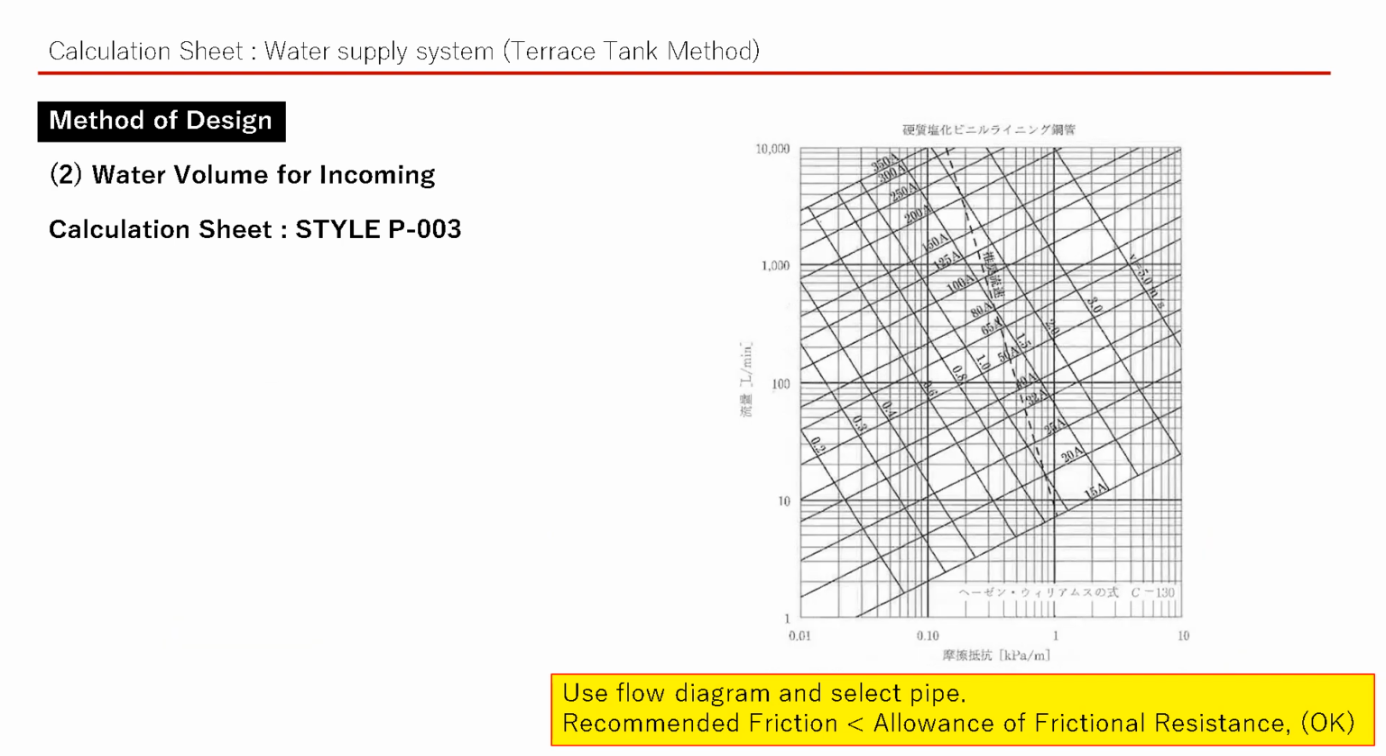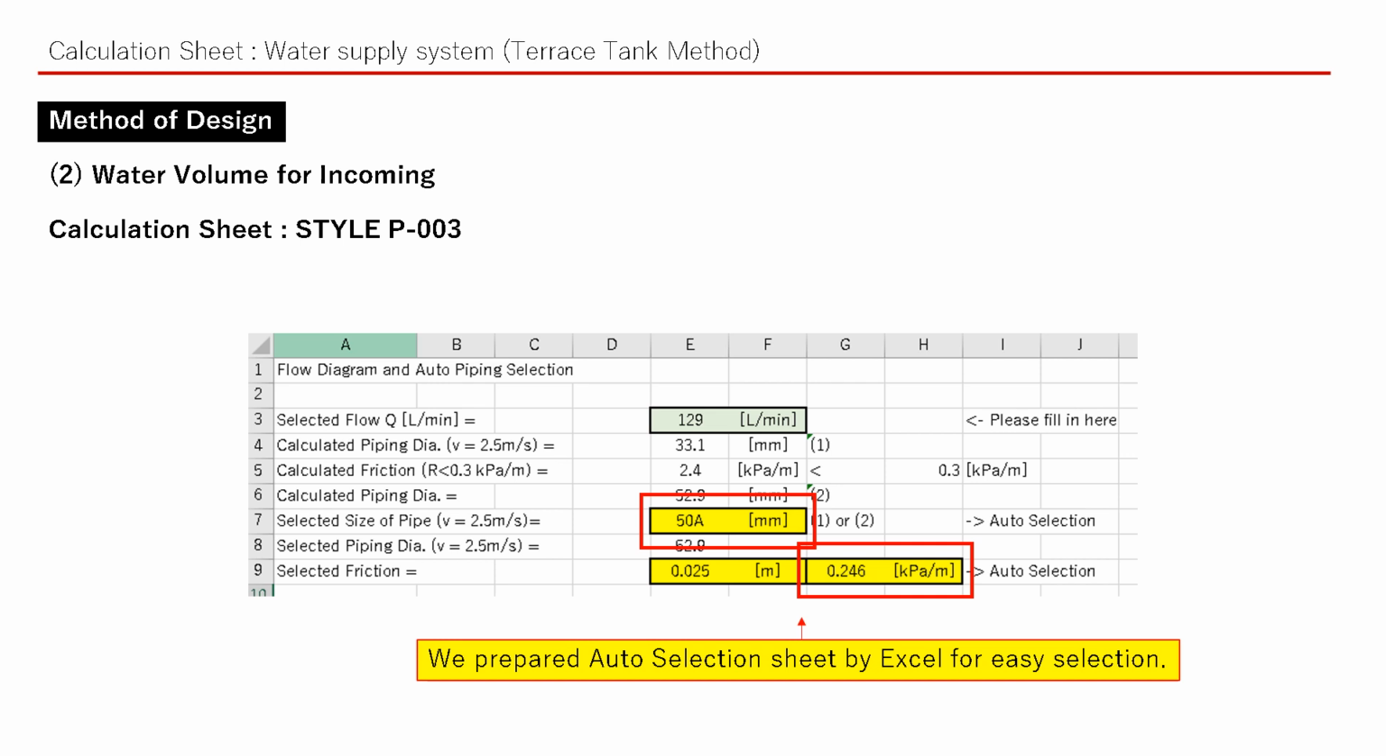This is the flow diagram. Normally we can use and select size of pipe from here. Moreover, we put one of the auto piping selection sheet in the format. When we put water flow, it automatically selects piping size and friction value. Please utilize as one of the tools.